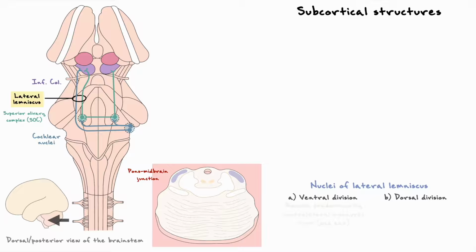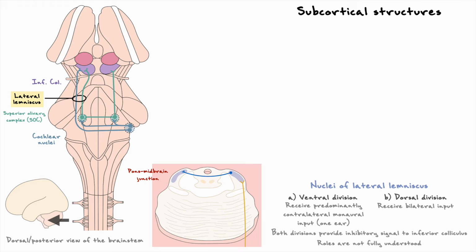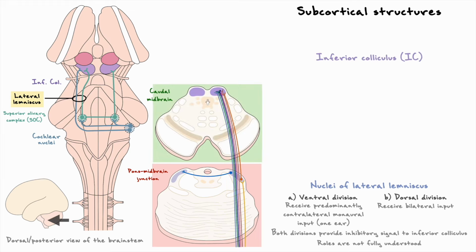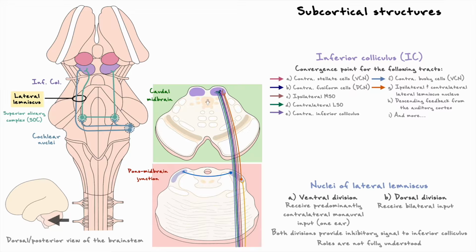The ventral division receives predominantly contralateral monoaural input that comes from octopus cells, while the dorsal division receives bilateral input. Although we don't fully understand the roles of these nuclei, both divisions then project to the inferior colliculus in the form of inhibitory signals. As you can see, the inferior colliculus is a key region in this entire pathway because it is essentially a convergence point for all the ascending subcortical tracts that we have mentioned. It is also the target of descending feedback from the auditory cortex. Because of this information traffic, you can imagine that the inferior colliculus is super important.